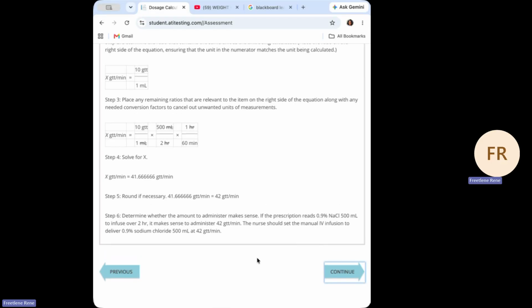Perfect. So here we have the GTT over 1 ml, 500 ml over 2 hours, 1 hour over 60 minutes. The ml cancel each other out, and the hours cancel each other out. So now you're left with the drop factor, the GTT per minute. So that's how you get the 42.